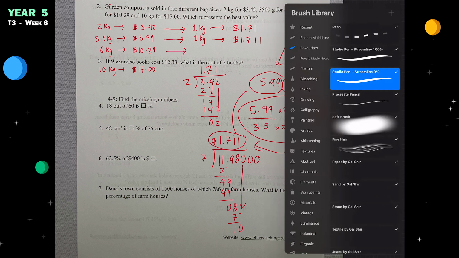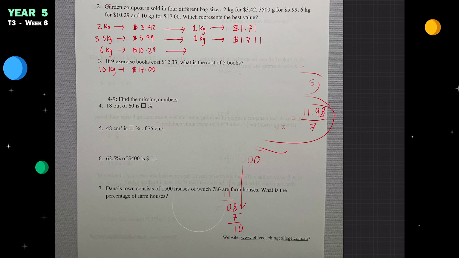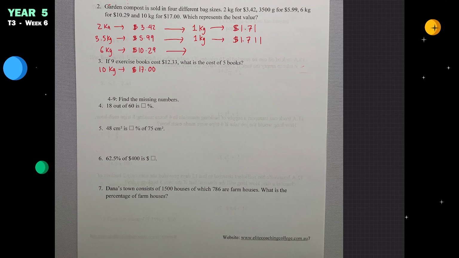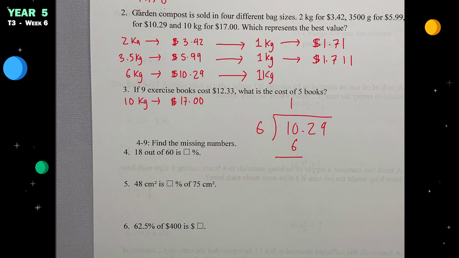So let me just rub all this out real quick. Okay. So if I want to go from 6 kilograms to 1 kilogram, so I want 1 kilogram here, I have to divide by 6, which means I have to divide this number by 6 as well. So 10.29, let's divide it by 6. 10 divided by 6 will be 1. 1 times 6 is 6. Take away, you get a 4.